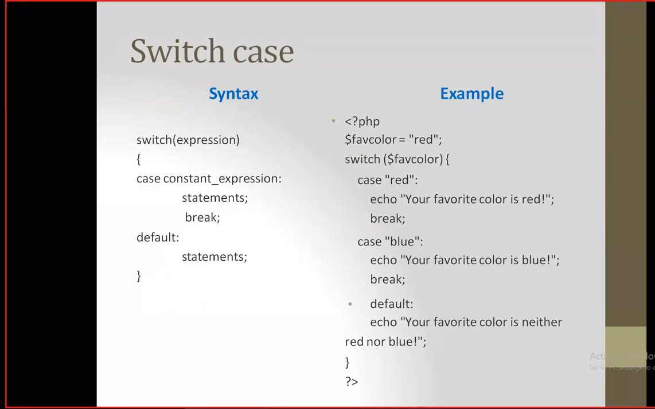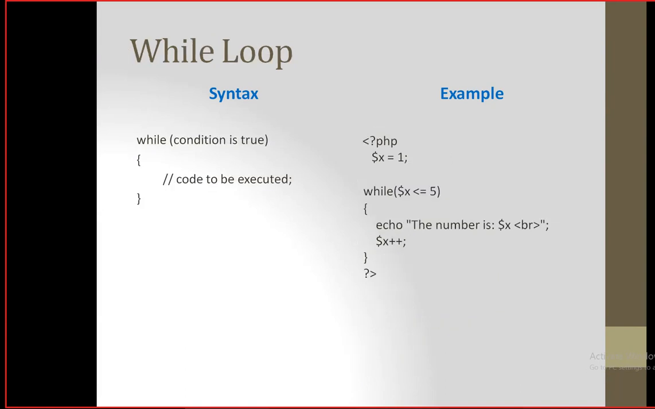Okay, moving ahead. Switch case, we have a switching variable over here, favorite color, assigned with the value red. The switch statement works on the basis of that variable and then goes into the appropriate case and executes it. Nothing changes at all. While loop, an entry control loop as we know it. So a condition is expected in the while loop.